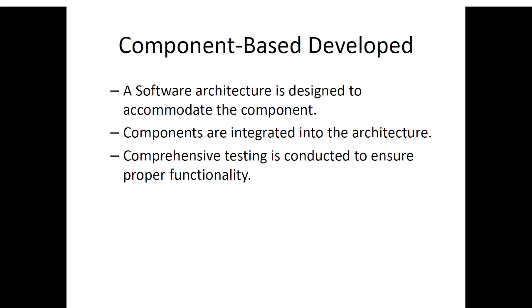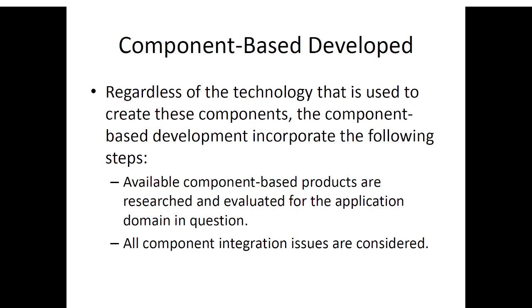Third, a software architecture is designed to accommodate the component. So you need to understand whether the architecture that you follow fits. We will see what software architecture is in the design phases when we talk about the third unit. But as of now, you develop a bigger diagram in which you will see that my system has some 10, 30, 40 modules, and how this component is accommodated in that particular design. Finally, components are integrated into the architecture and comprehensive testing is conducted to ensure proper functionality. These are the basic things that you need to do once you choose component-based development.